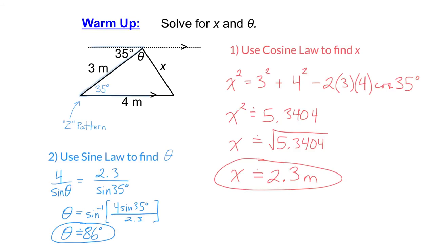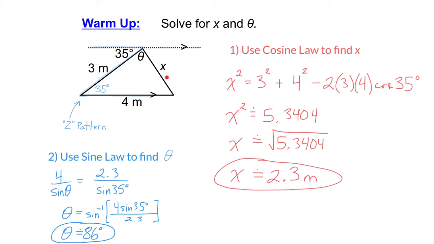Okay, so first thing I did was I noticed there's a Z pattern here. So if you have two parallel lines with a transversal, that Z pattern or alternate angles are the same. So if that's 35 degrees there, this is 35 degrees inside the triangle. Now if I just look at my triangle, I know two sides and the angle in between them, so I can figure out the third side using the cosine law. So use the formula for cosine law, plug in my numbers, solve, don't forget to take the square root. To get x, I got 2.3 meters.